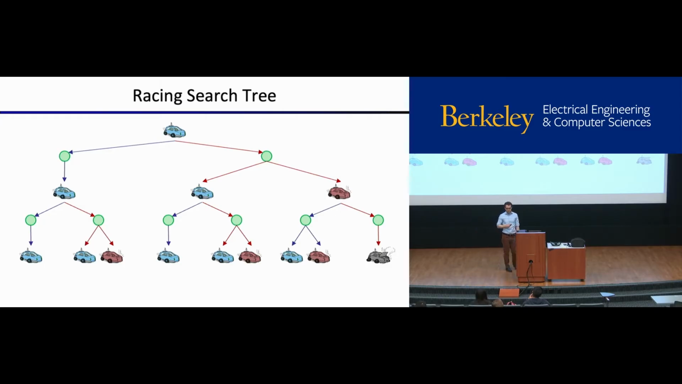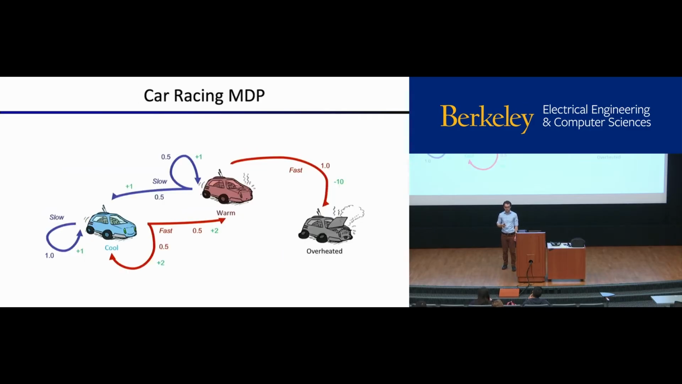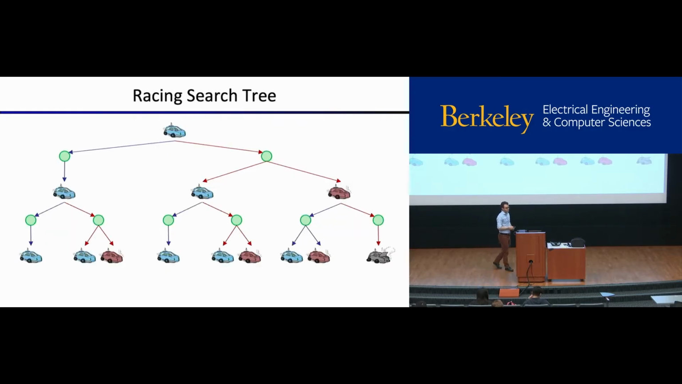So we talked about this last time. We said this is tricky because this search tree could be infinite. If we go back to this picture, there are loops in this graph. We could continue in this loop for a long time. We could continue over here. As long as we don't go fast in the warm state, we'll never overheat, and this thing will continue forever. So this tree could be infinitely large.